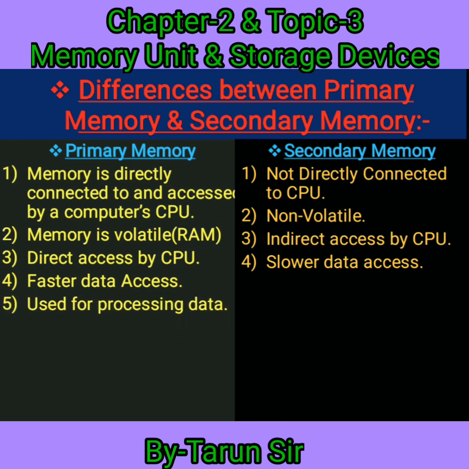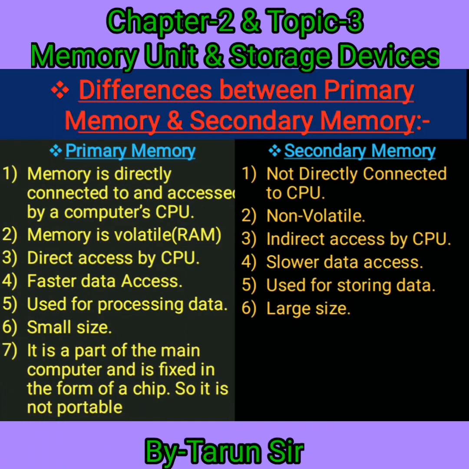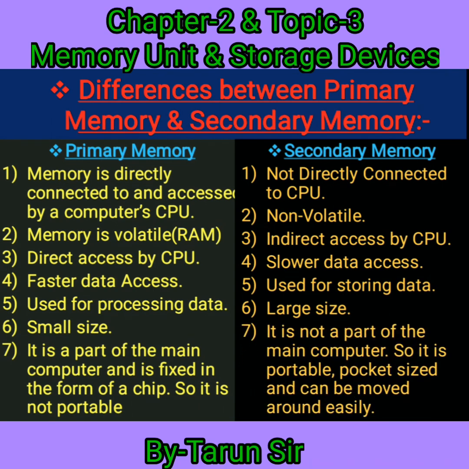Fifth point: primary memory is used for processing data, and secondary memory is used for storing data. Sixth point: primary memory is small in size, and secondary memory is larger in size. And last point: primary memory is a part of the main computer and is fixed in the form of a chip, so it is not portable. Secondary memory is not a part of the main computer, so it is portable, pocket sized and can be moved around easily.